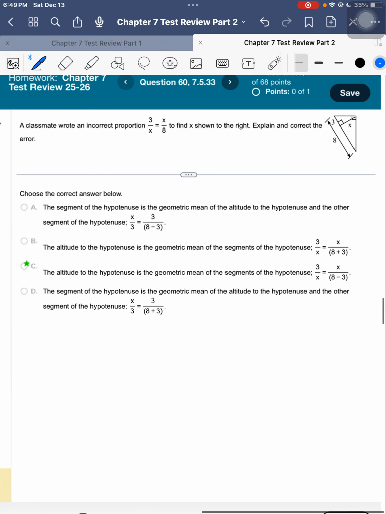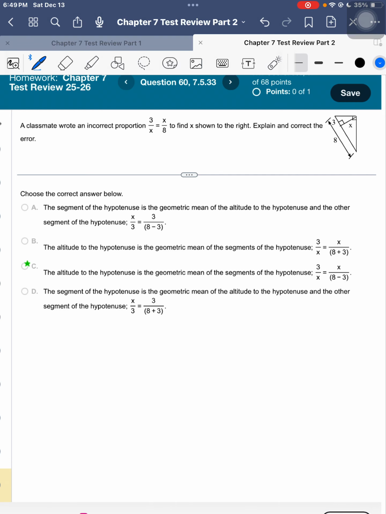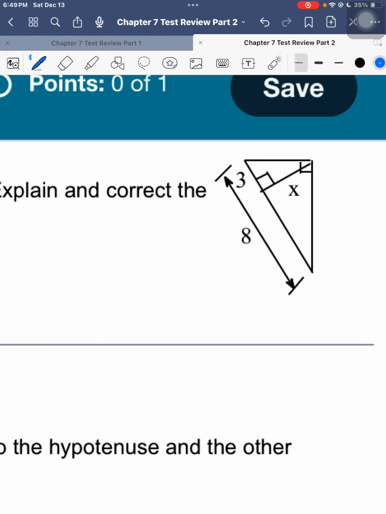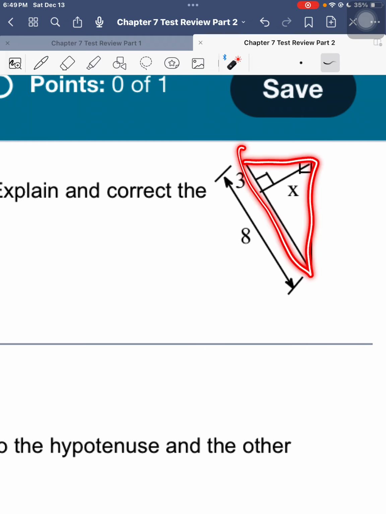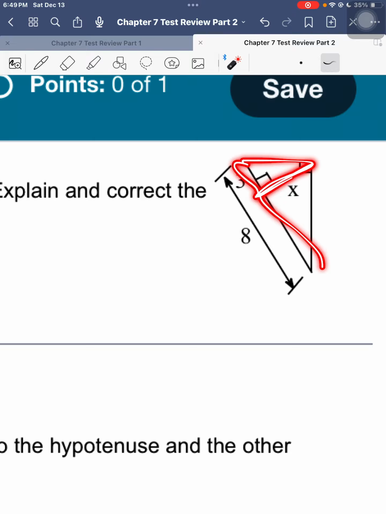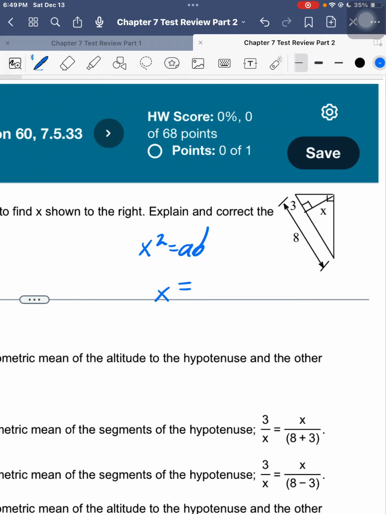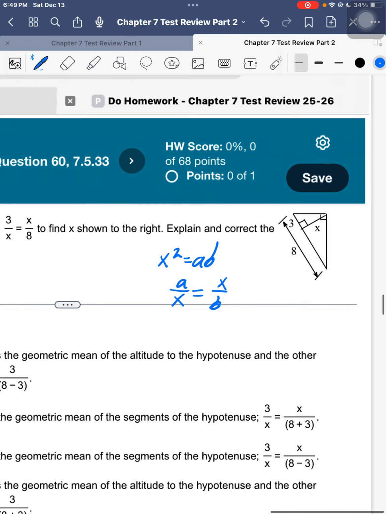So 60. A classmate wrote an incorrect proportion, 3 over x equals x over 8, to find x shown to the right. Okay, so this is a geometric mean question, right? Because I have a big right triangle with an altitude creating 2 smaller right triangles. So I know my formula looks like this. Or what's the other one? A and B. Okay, so let's see where this guy went wrong.